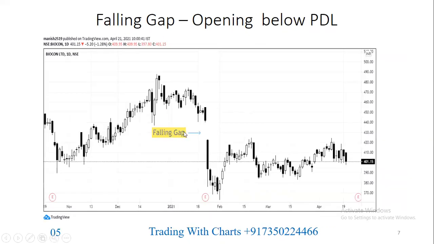Now completely opposite, falling gap. This is the price graph of Biocon. In the month of January 2021, we got a falling gap. Look at this bearish candle. And next day you can see price suddenly opened gap down. Opening was below previous day low. Opening is below this candle low. So this is a falling gap.